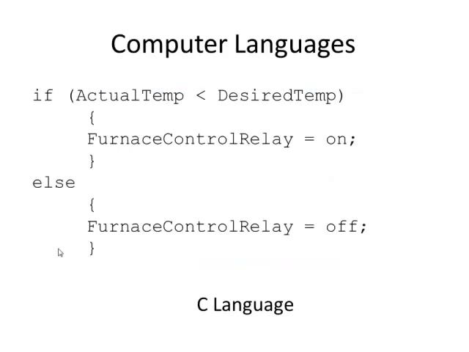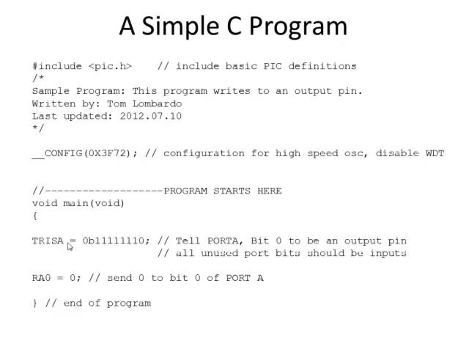Here's a little chunk of one computer language called C. C is a very popular programming language for microcontrollers. It's very similar to other languages like C++ and Java, which are used to program personal computers, web pages, and things like that. So C is a very good language widely used in microcontrollers. Let's take a look at a fairly simple C program.